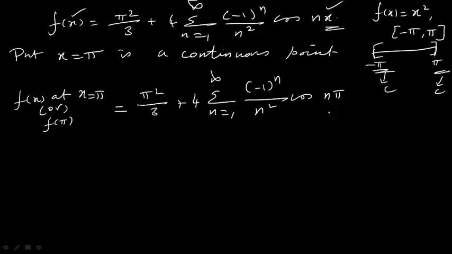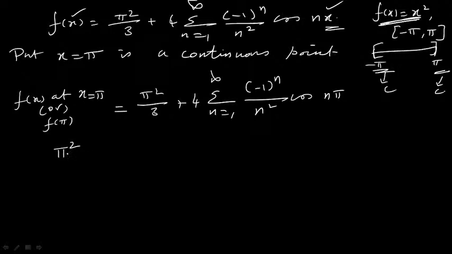Here I replace x by pi. So f of x at x equal to pi means f of x is x square, isn't it? Here f of x is x square. Just replace x by pi, you get pi square. So if it is a continuous function, we have to directly replace the value of the function by the point.